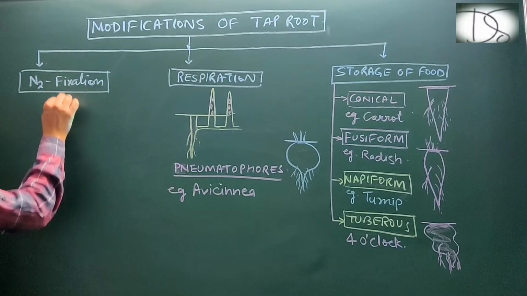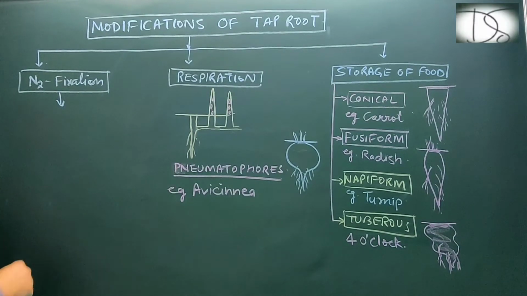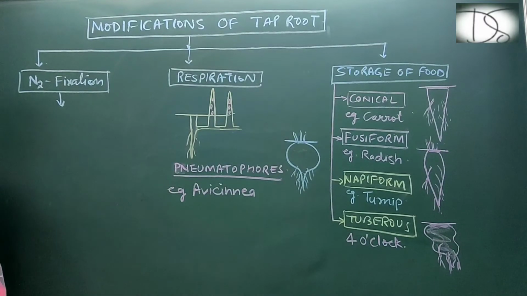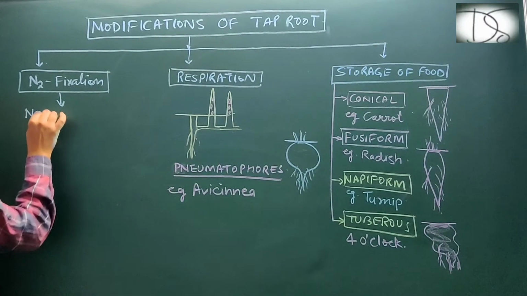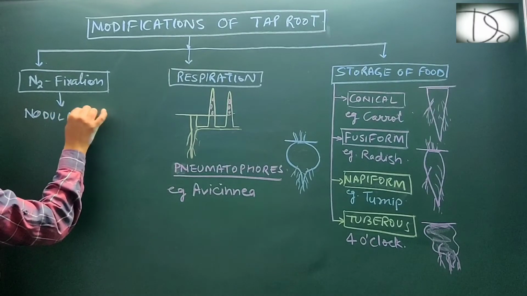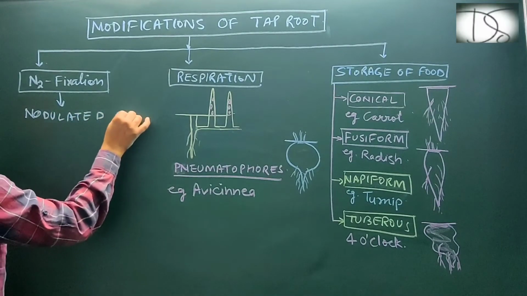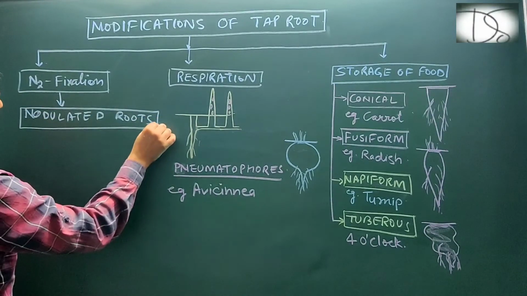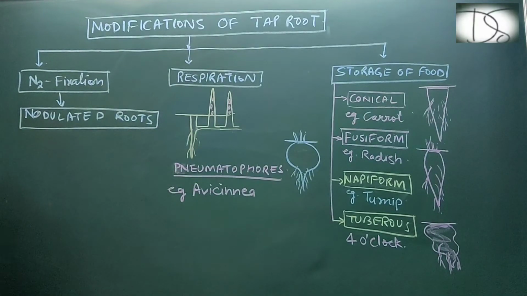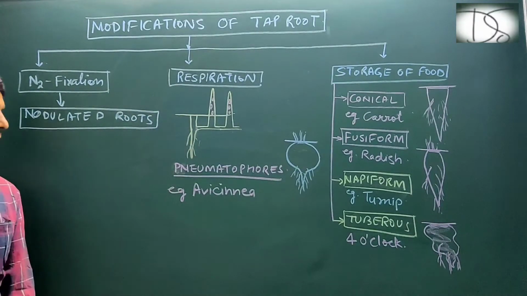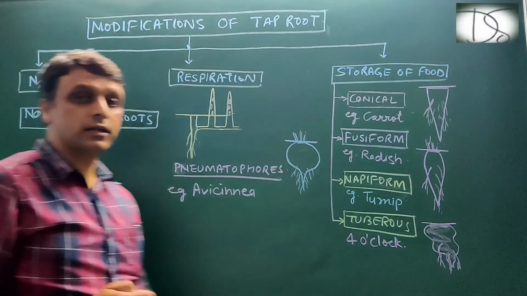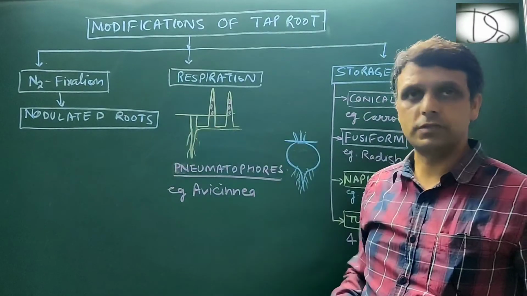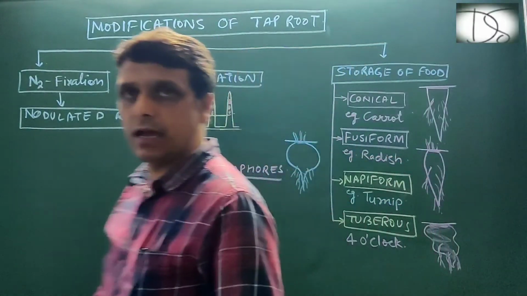Next, the roots for nitrogen fixation, and these types of roots are called nodulated roots. These roots are generally present in leguminous plants, and the leguminous plants are included under the family Leguminosae. What are these leguminous plants?